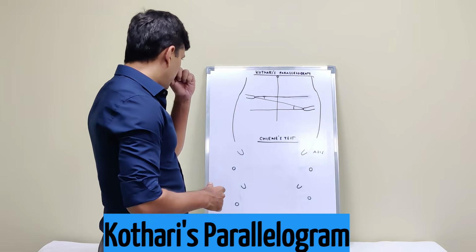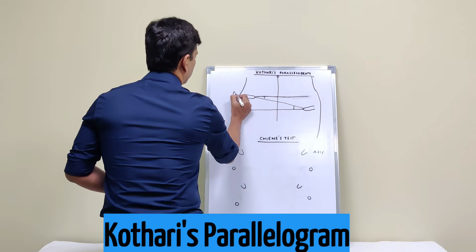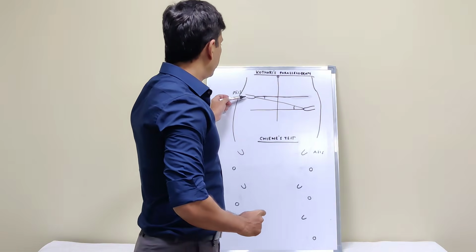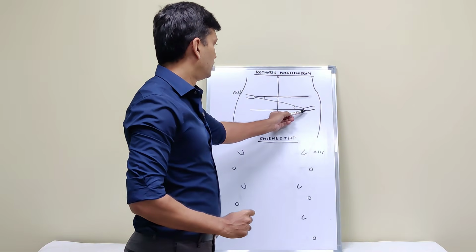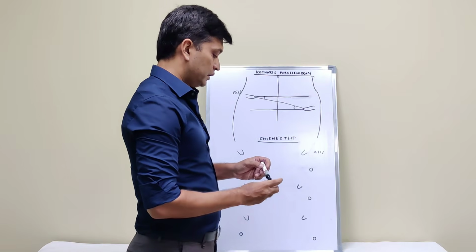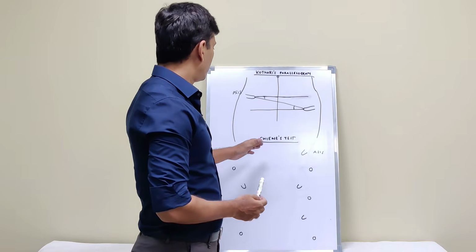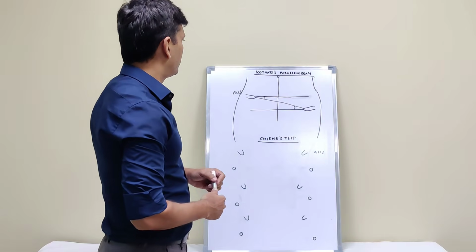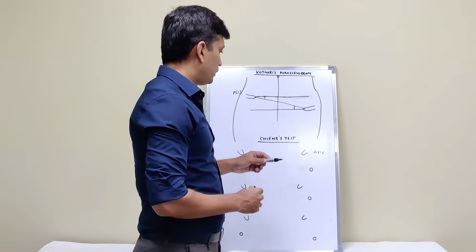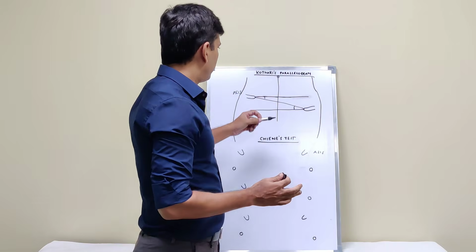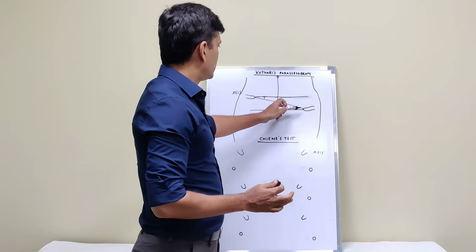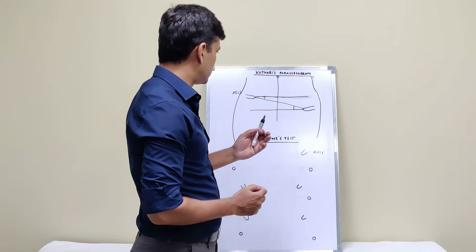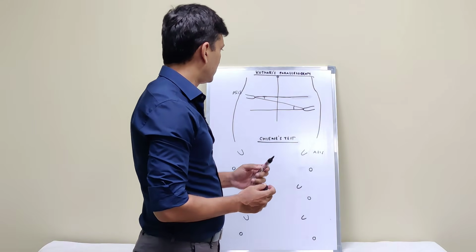So if you see this diagram, this is our ASIS and this is the other ASIS. Now you can see one ASIS is higher than the other. Normally we will reproduce the deformity till both of them are at the same level, while in Kothari's parallelogram we don't have to do that. Depending upon which leg is affected, say for example the patient's leg on this side has a fixed abduction deformity, hence the ASIS is at the lower level.